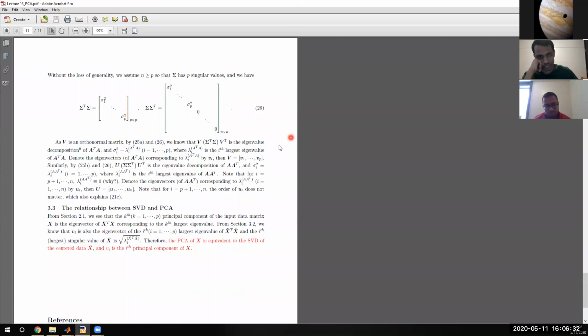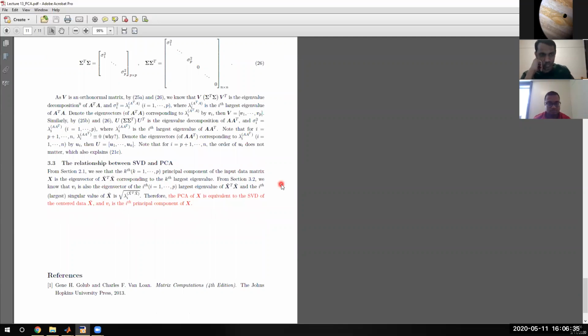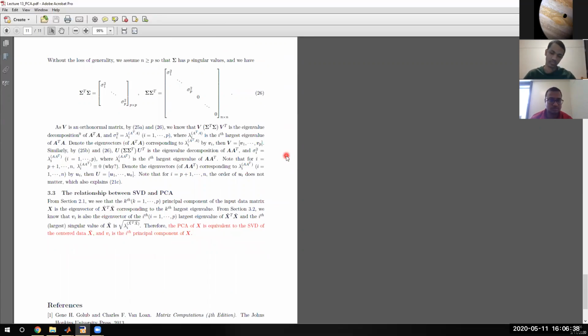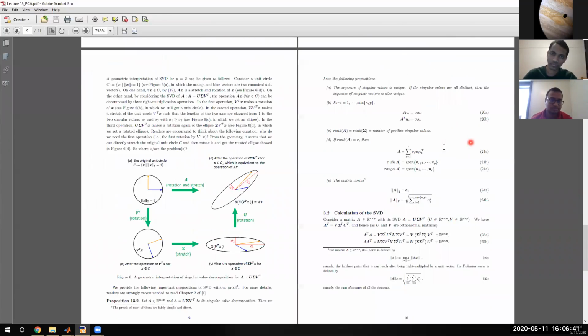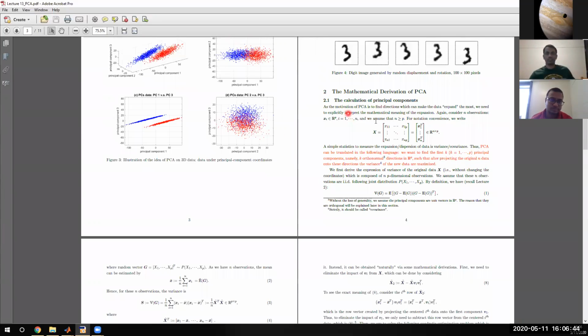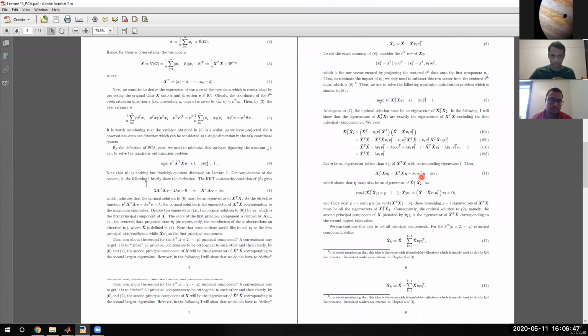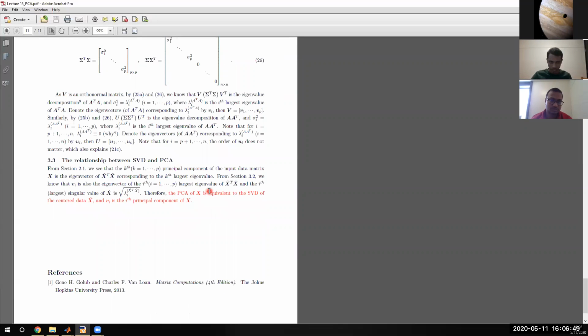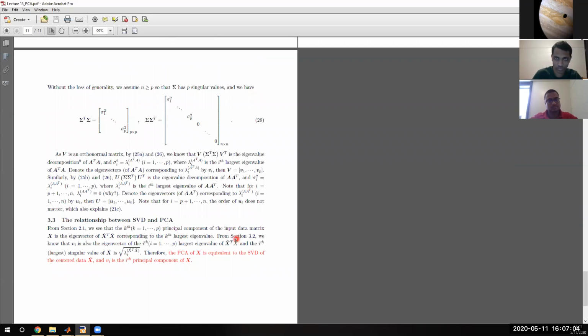Now let's have a look at the relationship between SVD and PCA. From section 2.1, we've spent a long time introducing how to calculate the PCA. We've seen that the kth principal component of the data X is the eigenvector of X tilde transpose X tilde corresponding to the kth largest eigenvalue. And from the calculation we just introduced, we know that V_i is also the eigenvector of the ith largest eigenvalue of this.